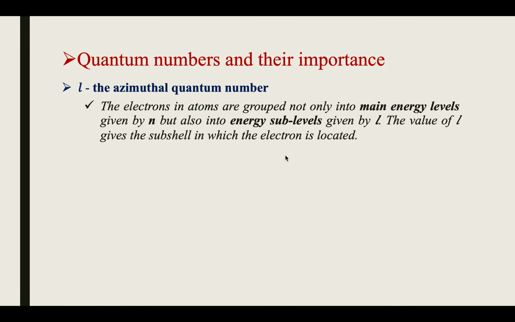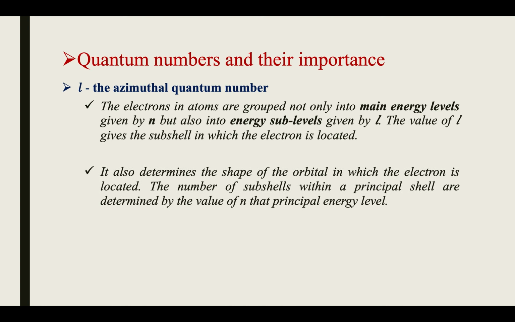The electrons in an atom are grouped not only into main energy levels given by n, but also into energy sublevels given by l. The value of l gives the subshell in which the electron is located, and it also determines the shape of the orbitals in which the electron is located. The number of subshells within a principal shell is determined by the value of n, the principal energy level.